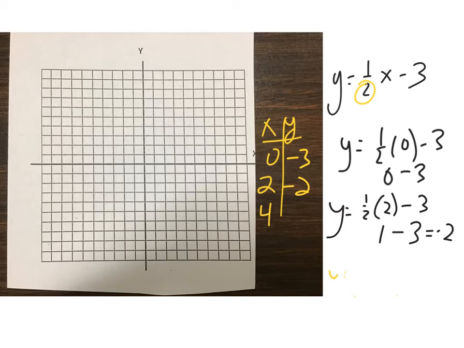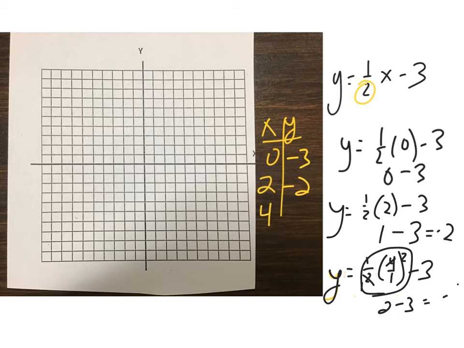And then if we plug in 4, whoops, I want to change my color. 1/2 times 4. I'm going to put it over 1 just to help out a little bit here. Will the 2 and the 4 reduce? 2 goes into itself once and into 4 twice. Or think of half of 4 as 2. So this is all 2. And then minus 3 is -1. Okay. So my last point is 4, -1.